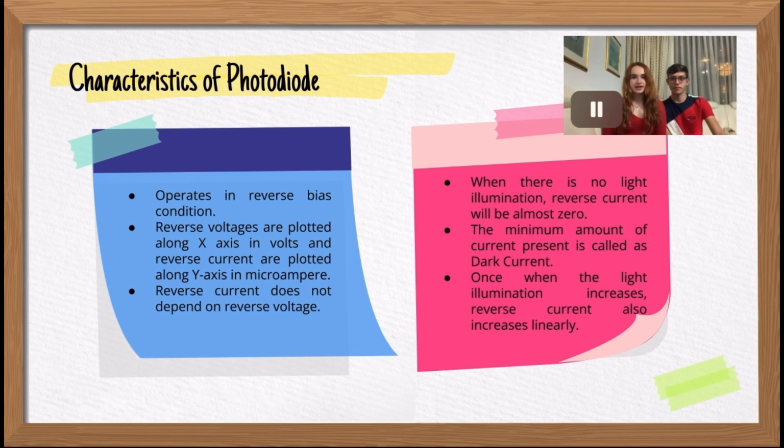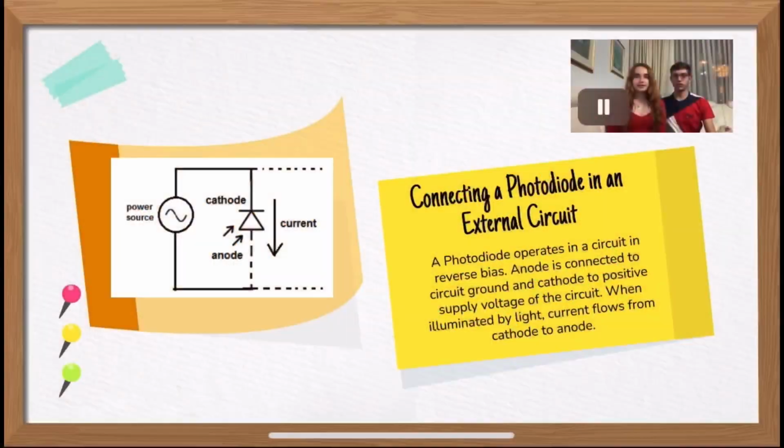Characteristics of a photodiode. It operates in reverse bias condition. Reverse voltage is plotted along the x-axis in volts and reverse current is plotted along the y-axis in microamperes. Reverse current does not depend on reverse voltage. When there is no light illumination, reverse current will be almost zero. The minimum amount of current present is called dark current. Once the light illumination increases, reverse current also increases linearly.